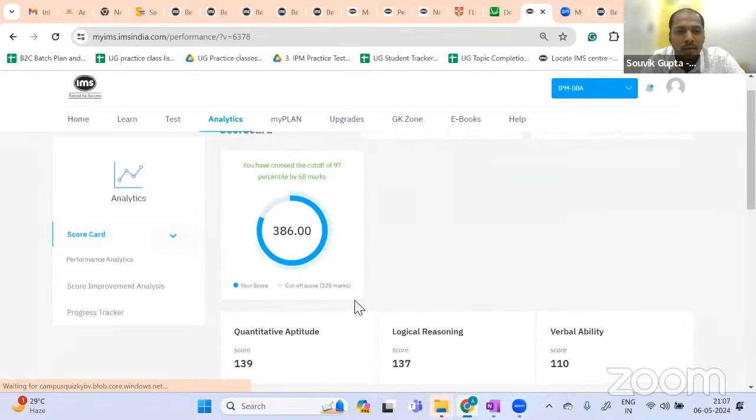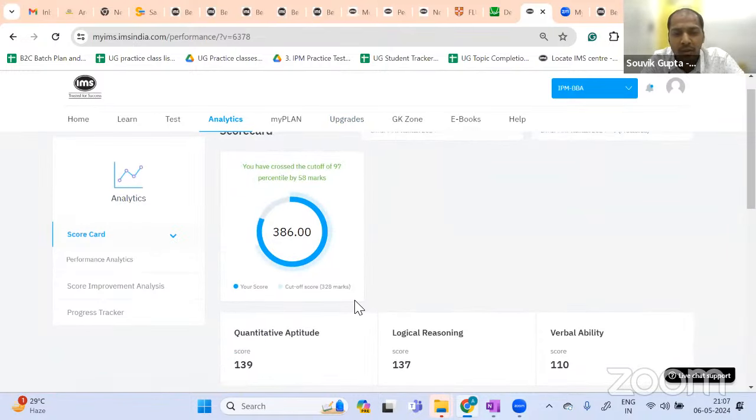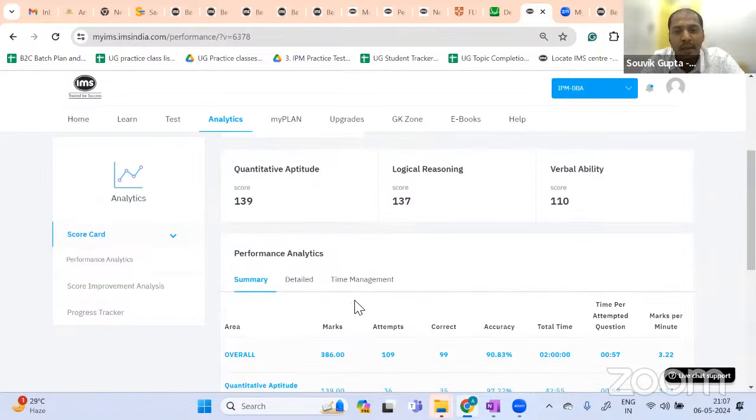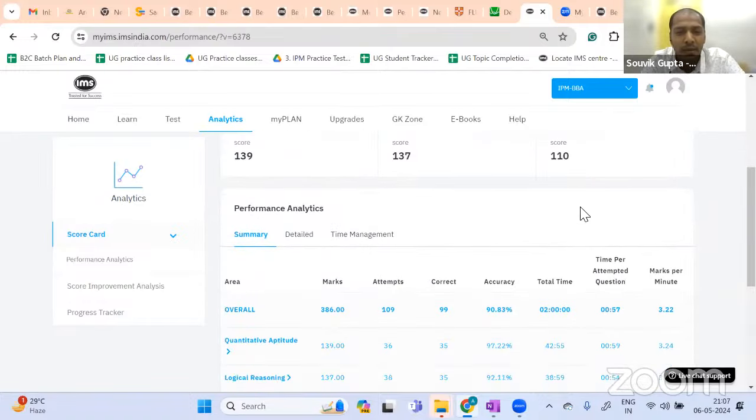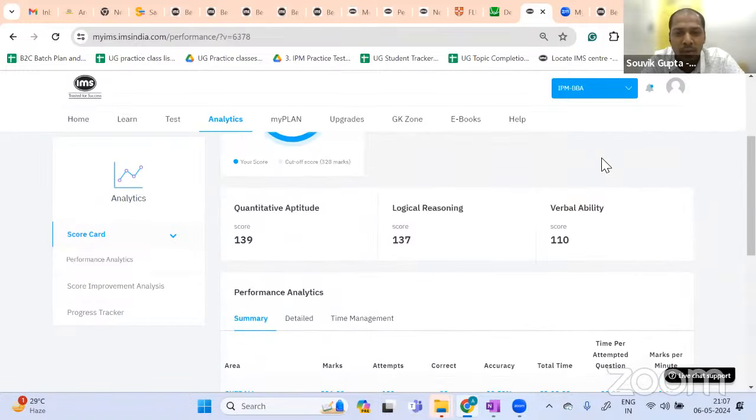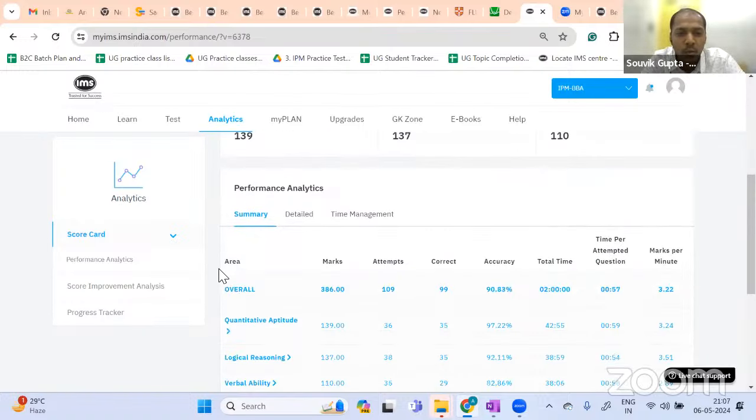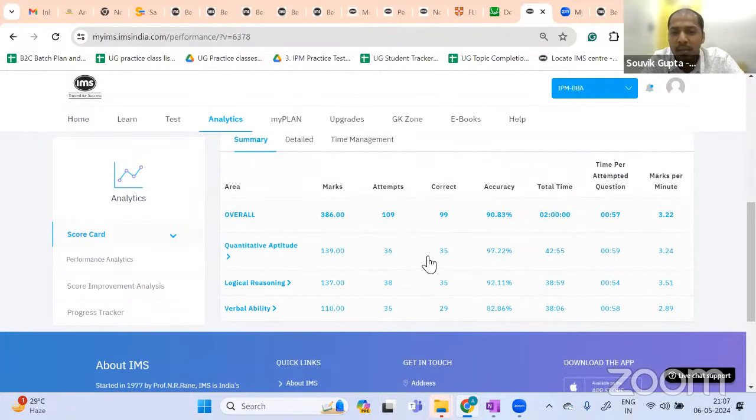Okay. So thankfully, I have cleared the cutoffs. And as expected by me, I have scored the least marks in the verbal ability section. In quantitative ability, 36 attempted, 35 correct, 38 attempted, 35 correct, 35 attempted, 29 correct. I would be happy with that performance because I haven't been practicing verbal ability at all.